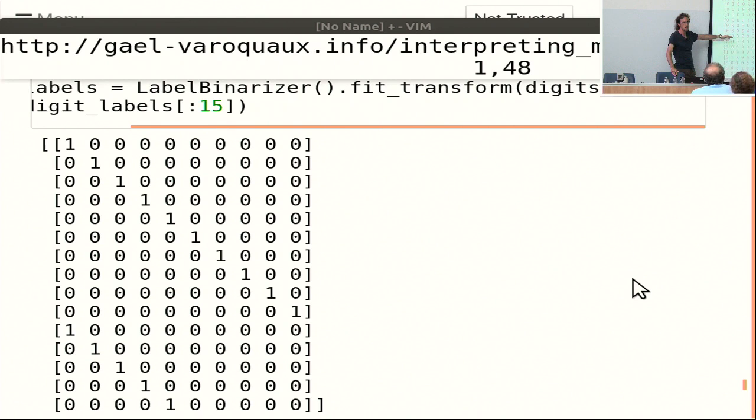Does that make sense? So, why does it have more than 10 lines? It's the number of samples. I've limited it to 15 samples. So each row is one sample, and each column is one target, or one label. So now we're in a multi-target prediction, a multi-target prediction for classification setting. It's a multi-label prediction. Okay?